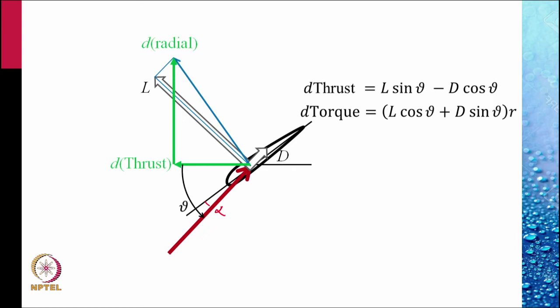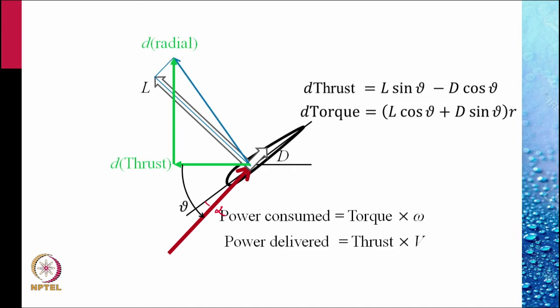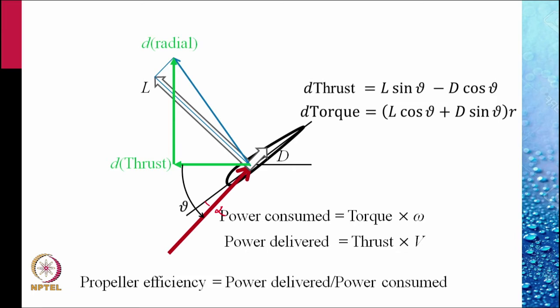The L and D values will depend upon the velocity V, the location R along the blade, and on the density of air. The power consumed by the engine would be the torque times the angular velocity omega of the rotor, and the power delivered would be the thrust produced times the velocity. So the propeller efficiency is power delivered divided by power consumed.